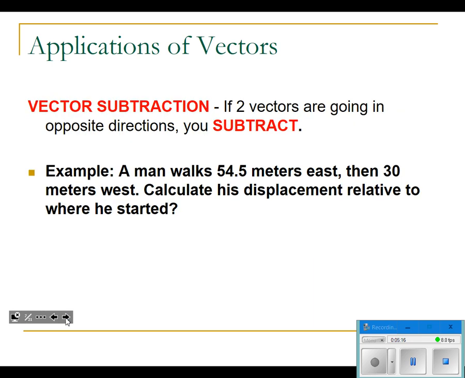So skipping past our graphical subtraction, I now want to do my mathematical subtraction. If you have two vectors that are in opposite directions, you will subtract them. So now I have a man that's walking 54 meters east and then 30 meters west.